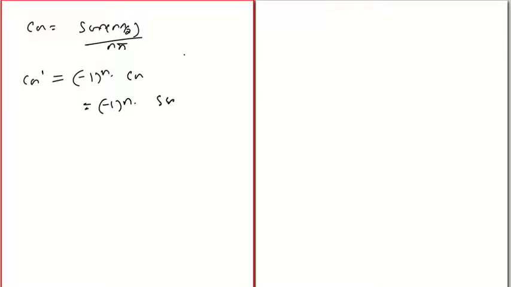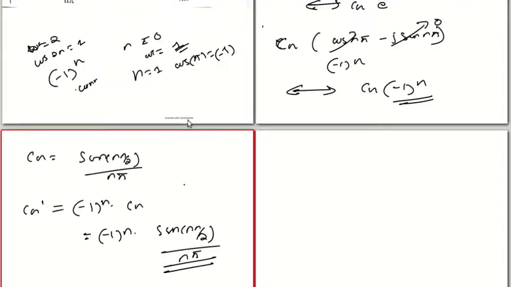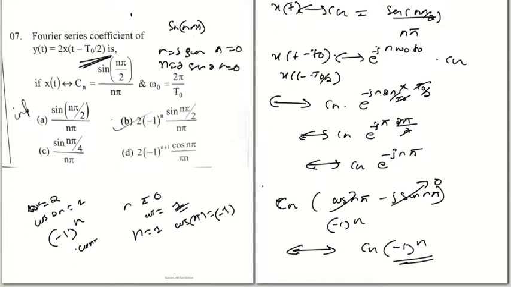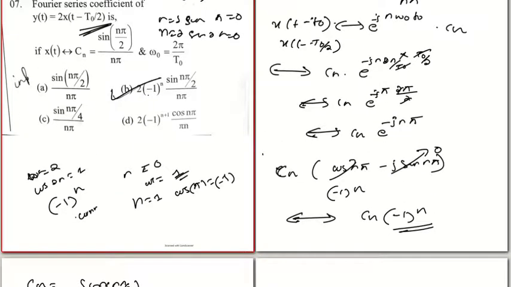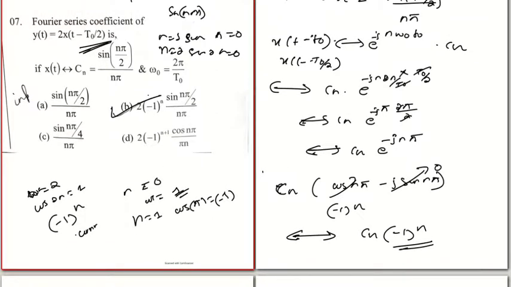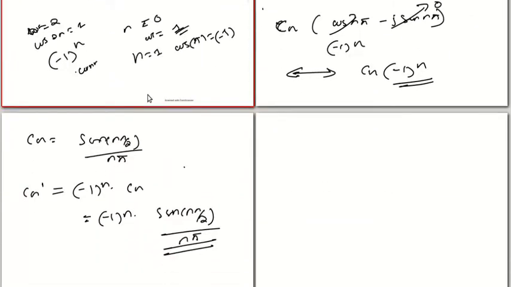Okay, Cn is already given in the question as sin n pi by 2 divided by n pi. So Cn dash, the new one, is equal to minus 1 the whole raised to n into Cn, which is equal to minus 1 the whole raised to n into sin n pi by 2 divided by n pi. So the option number 2. Oh no, okay, there is also a 2, right? So that 2 will be coming.